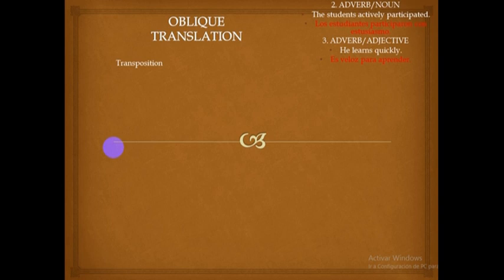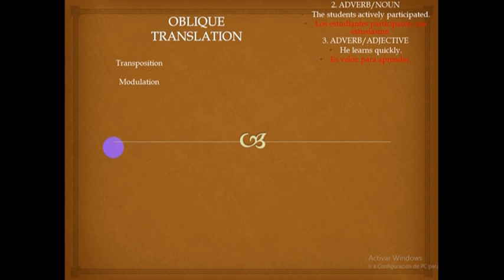An adverb becomes a noun. In the second sample, he learns quickly. We see that the translation is veloz para aprender. We can notice a little modification in this sentence. For example, an adverb has become an adjective in Spanish. In English we have the adverb quickly, whereas in Spanish we have the adjective veloz.